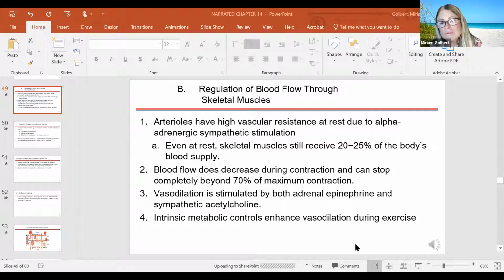All right, so what is vascular resistance, right? This is at the beginning of the chapter, I think, when we talk about arteries and veins. And let me do it on my whiteboard.